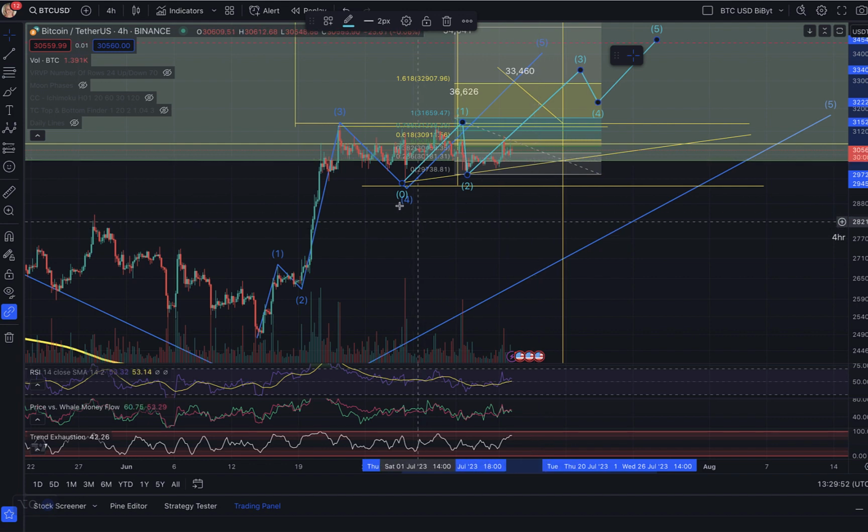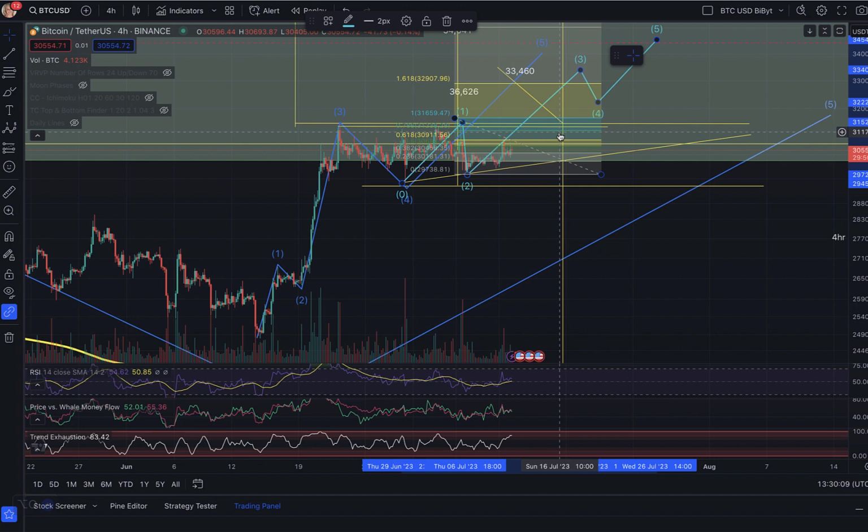So I think the bottom line is that we are creating an ascending triangle, which breaks to the upside more often than not, inside of a bull flag, and it's looking good so far that we're going to continue.